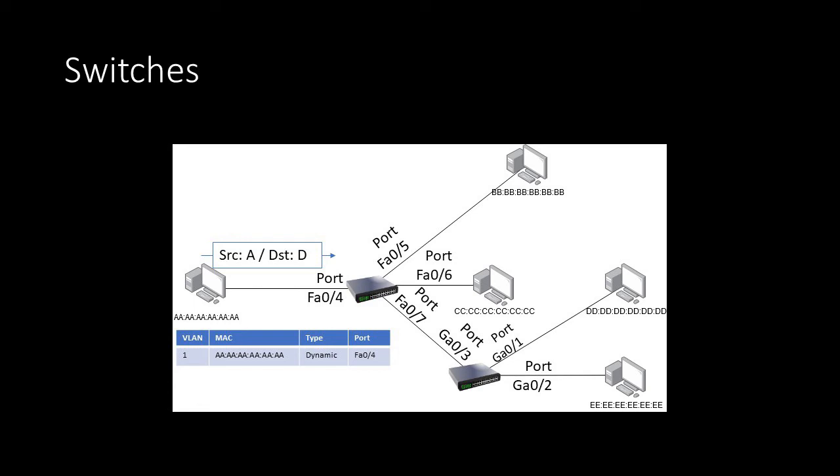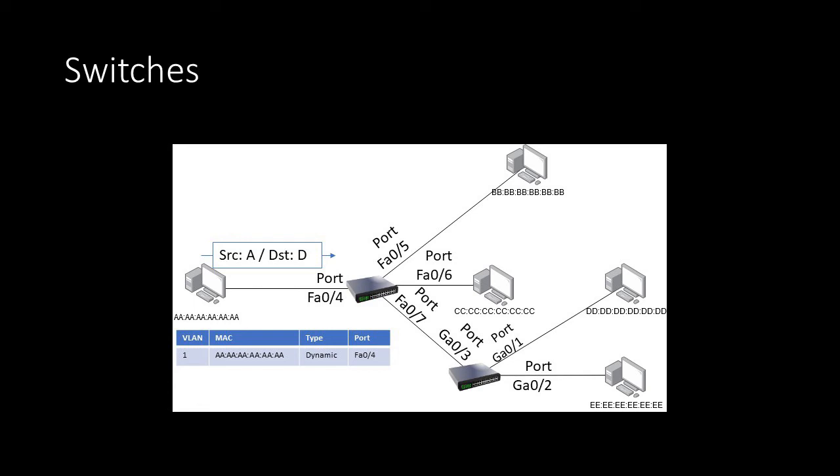Switches learn about attached devices through 2 processes. When a frame is received, the switch will inspect the contents, and if the source address is not currently in the forwarding information base, the MAC address and physical port on which the frame was received will be added.